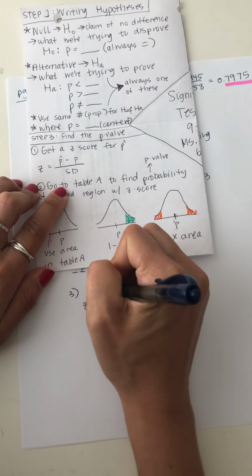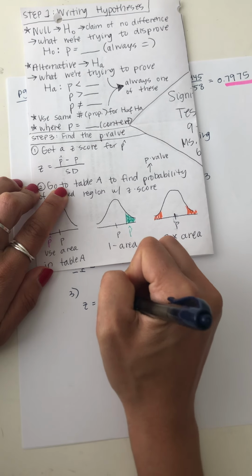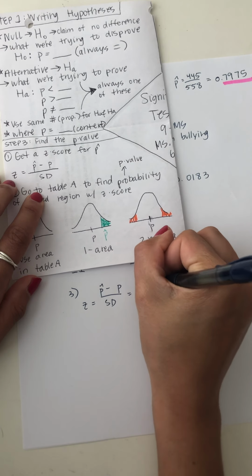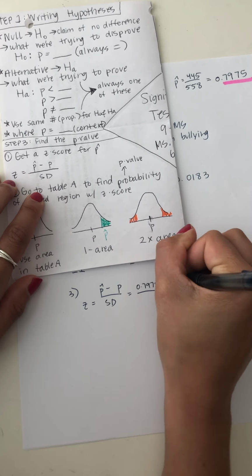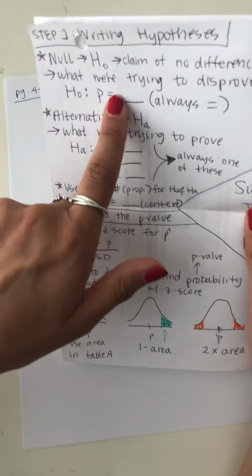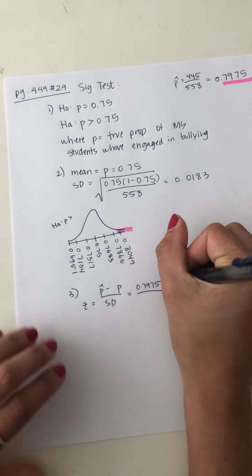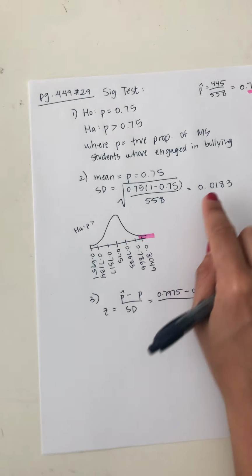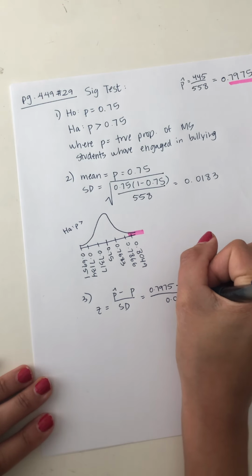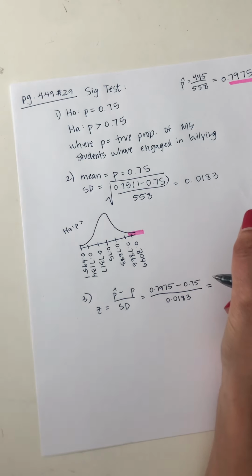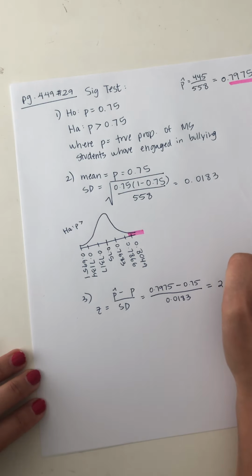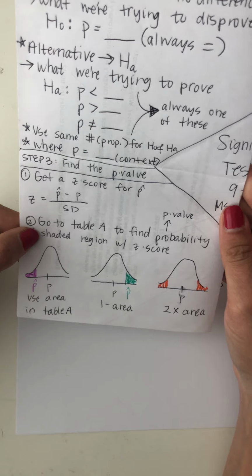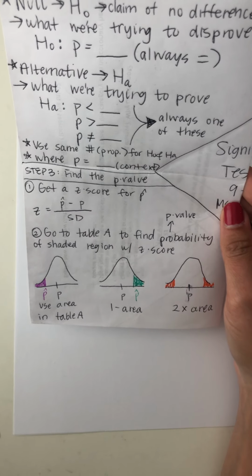I've got z is equal to p hat minus p divided by standard deviation. So p hat for this problem is right here, 79.75, minus p. P comes from the HO. P is 0.75, divided by standard deviation in the formula. Standard deviation is 0.183. Work that out, you get 2.59. Okay, what's next? Go to table A and find a probability, oops, I'm sorry, a p-value.